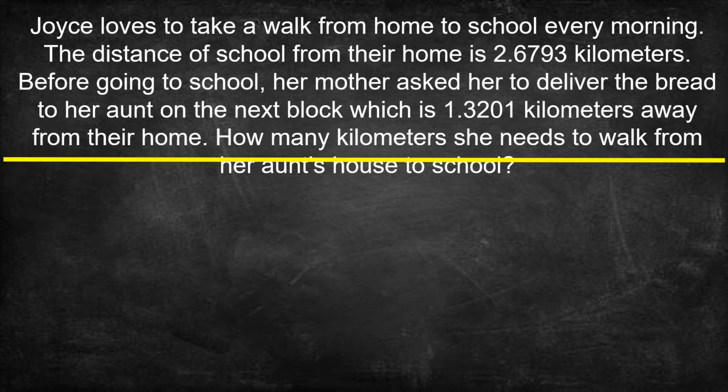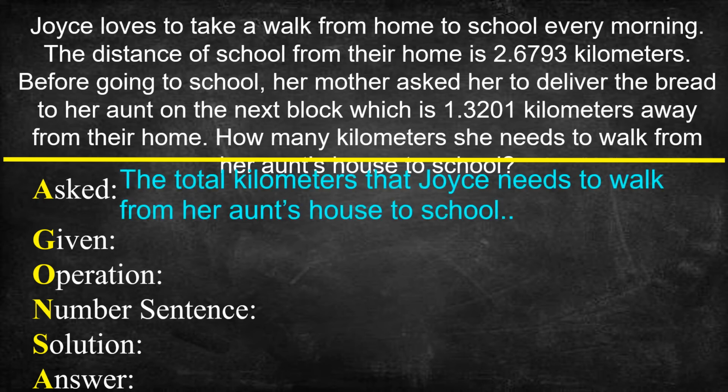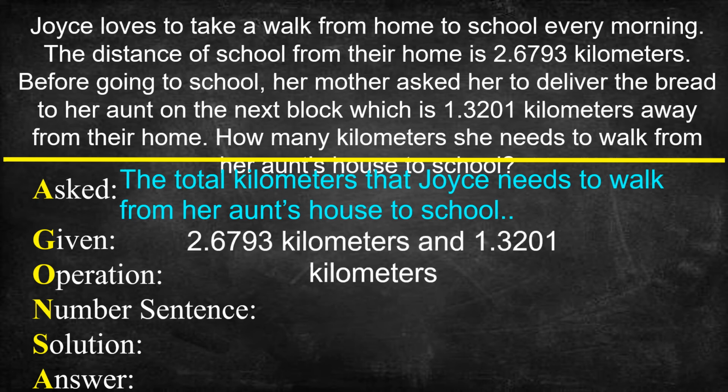Okay, now let's answer the problem using our acronym AGONSA. So, again, what is asked in the problem? Yes, the total kilometers that Joyce needs to walk from her aunt's house to school. And then, our given facts are 2 and 6,793 10,000 kilometers and 1 and 3,201 10,000 kilometers.